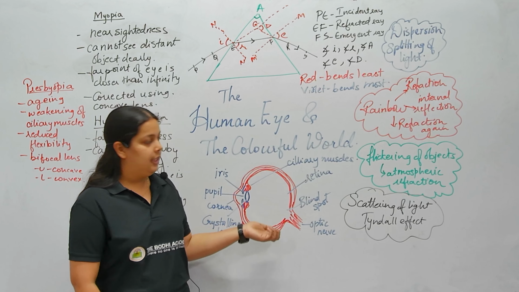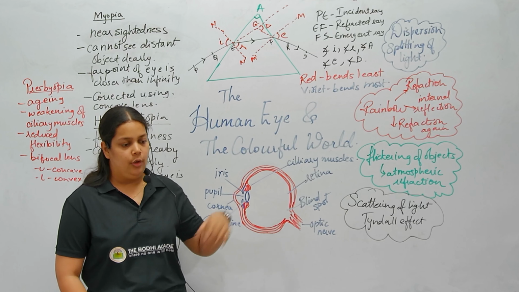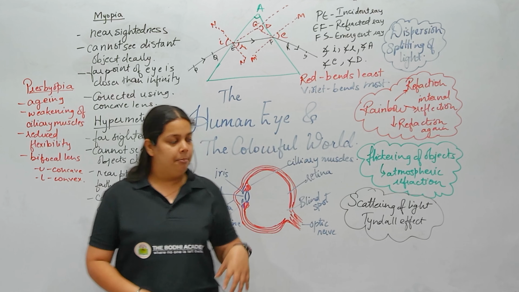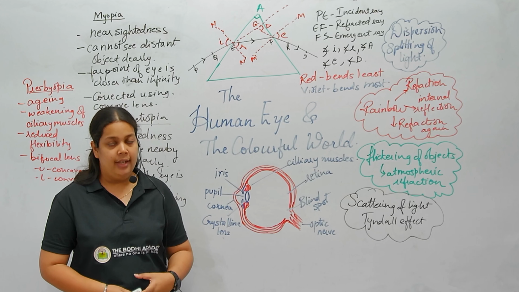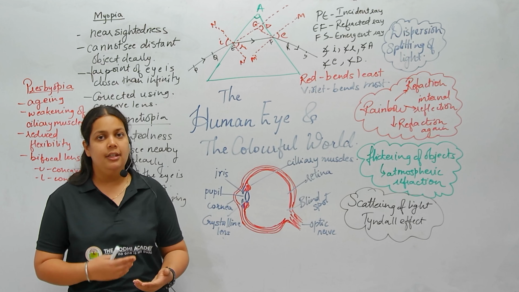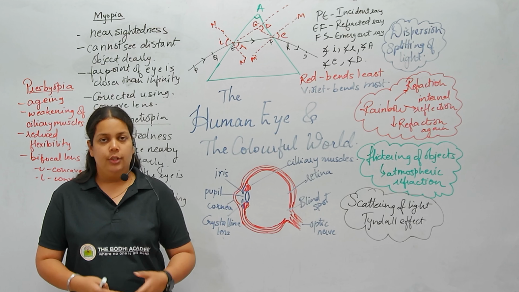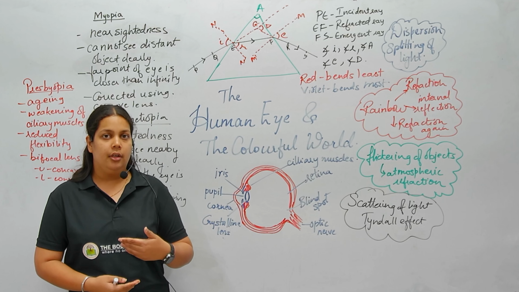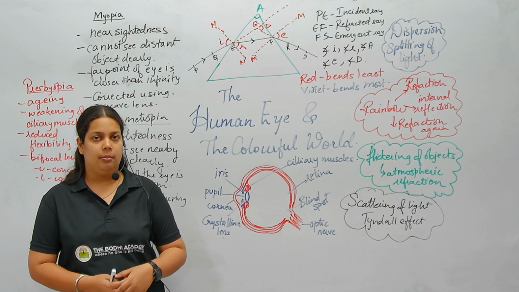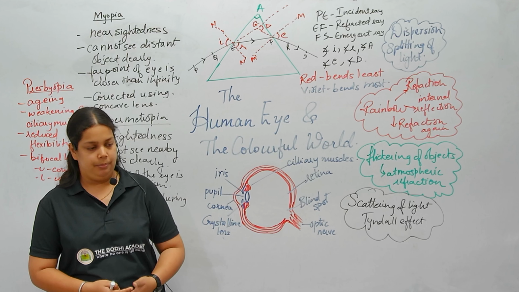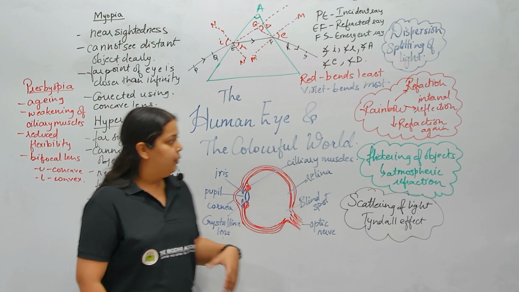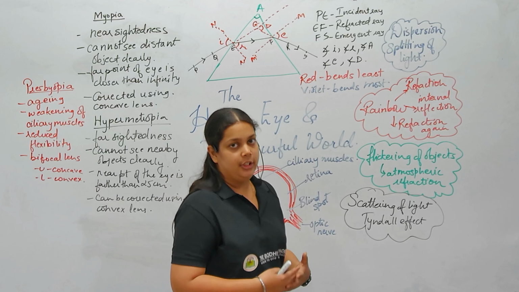Sometimes the crystalline lens of people who are old tends to become milky or cloudy, and they are not able to see the objects clearly. So this condition is known as cataract, and this can be corrected by doing surgery, which is called cataract surgery. So there are different defects of the eye.